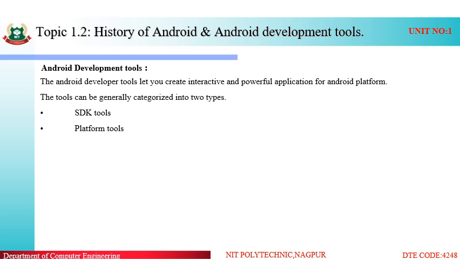The tools are categorized into two types mainly, that is SDK tools, SDK stands for software development kit, and platform tools. Platform tools are platform specific, that is when we are developing for Android, these tools will only be used for Android application development. SDK may support different types of platforms like Java, Linux, iOS. So two main development tools, SDK, software development kit, and platform tools. Platform tools depend on the version of Android.